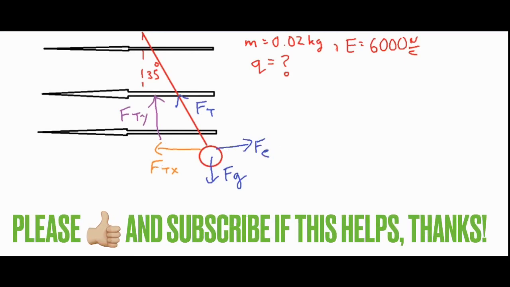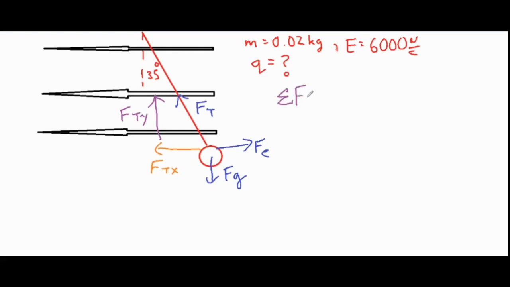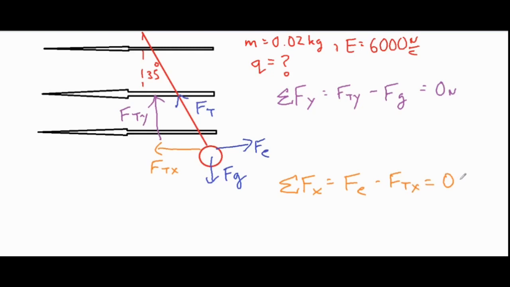So let's go ahead and sum up our forces along each of the axes. We have the sum of forces in the y direction, and we have Fty up minus the Fg down, and that equals 0, which would normally equal m times a, but there's definitely no a if the object is at rest. And then in the horizontal direction, for the sum of forces in the x direction, we have our Fe minus our Ftx, and that definitely equals 0 newtons as well because the object is at rest.